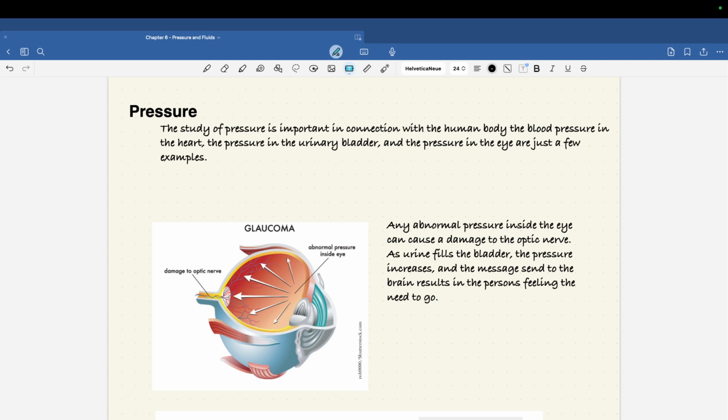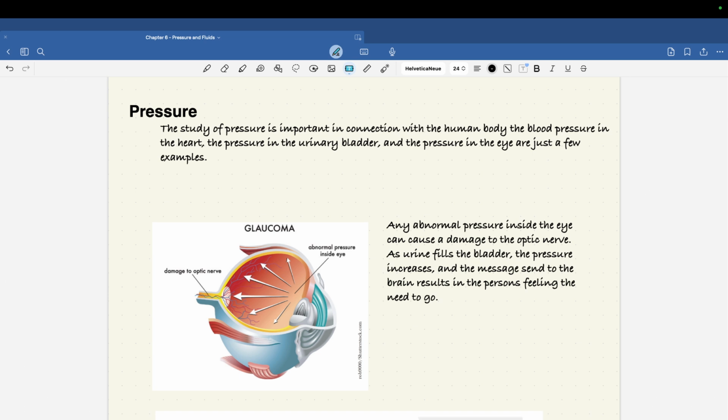Blood pressure is a primary example. Now, in the eye, again, there are fluids that cause the pressure, and if the pressure becomes abnormal, becomes higher than a critical value, then it can even damage the optic nerve.